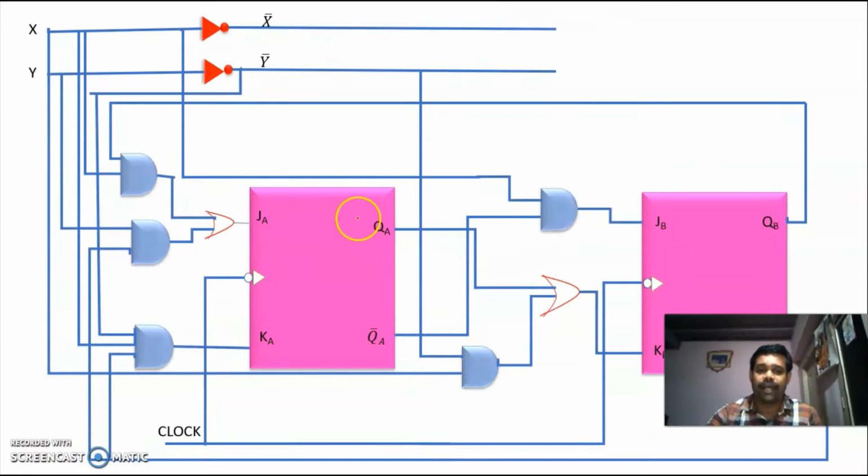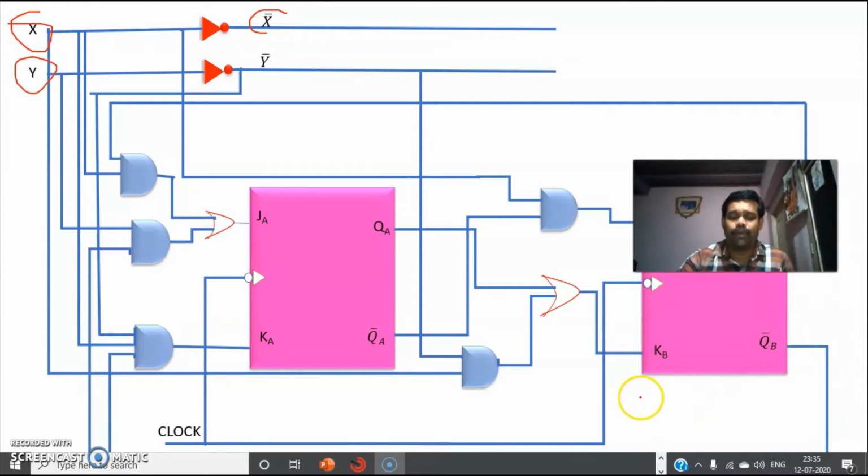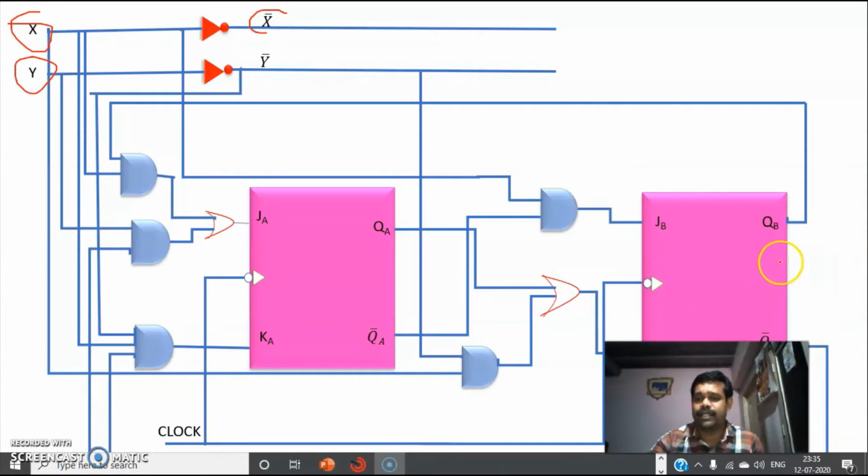You have two flip-flops, JA and JB, and two inputs X and Y, and you have one output Z. The output Z we also have to draw here. So first we have drawn the logic diagram.